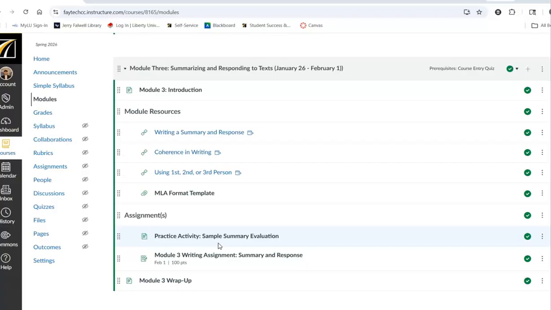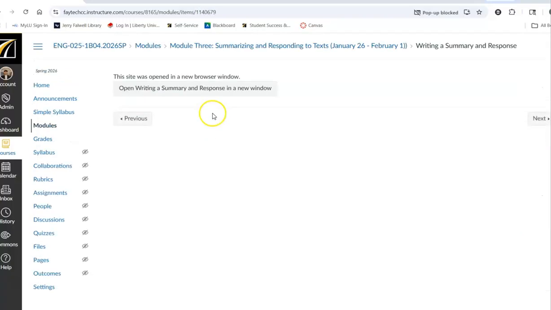For this assignment, you're going to pick an article that you want to read. There are chosen ones for you to pick from, and you're going to write two paragraphs about that article. The first paragraph will be a summary of the article, and the second will be a response. So let's talk about those things real quick. Let's look at the Module 3 resources.